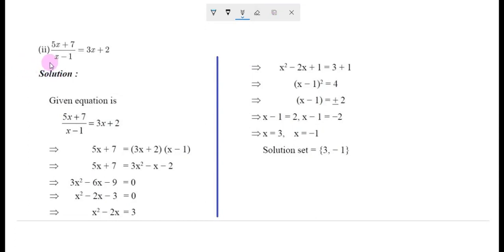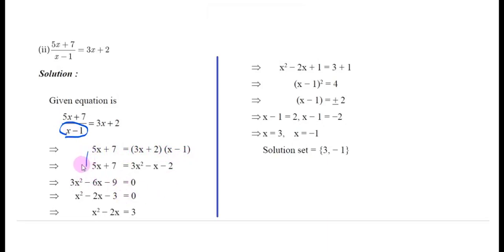Okay, now subdivision 2. So subdivision 2: (5x plus 7) by (x minus 1) equal to 3x plus 2. Move this denominator x minus 1 to the right side. So 5x plus 7 equal to (3x plus 2) into (x minus 1).